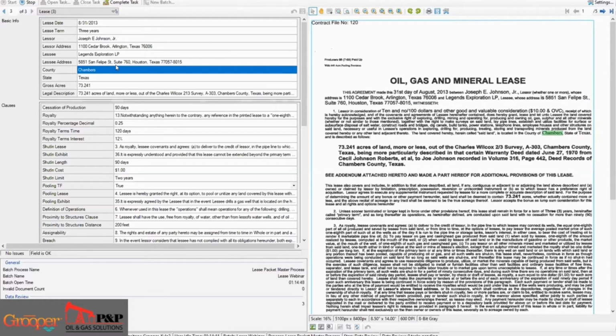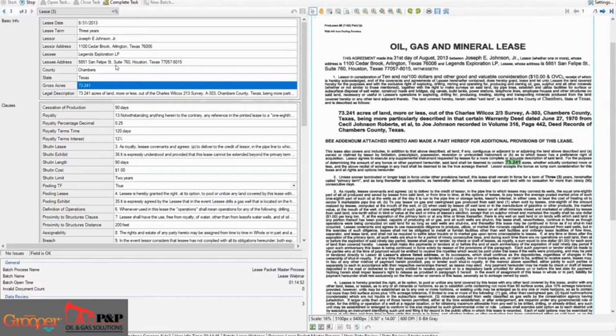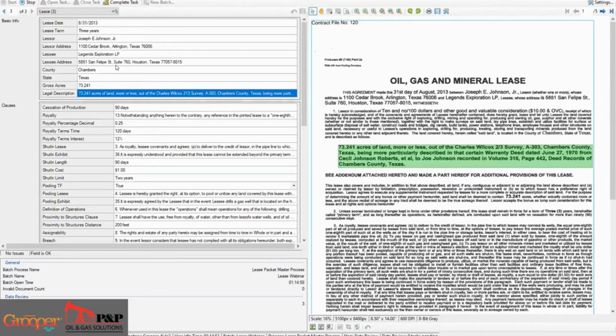So we can just continue through here. Chambers County, we're pulling the gross acres from one paragraph, and then it is repeated again in the legal description, but it's part of the legal description. And we're not going to get into the inter-Grooper data validation in this webinar in detail. We're going to get into it in real detail in the next webinar, so come back for that. But we're going to show how you can compare data within one document to itself and see if the document, quote unquote, agrees with itself.